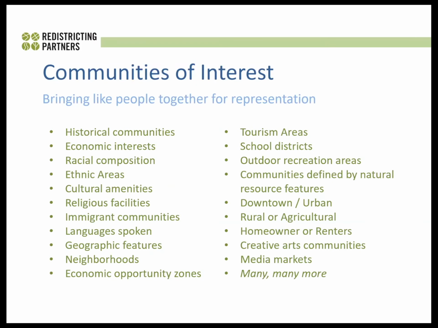So I like to show this slide for people to see how expansive communities of interest are. It can include neighborhoods, but it goes well beyond neighborhoods. It includes common themes such as downtown urban or rural and agricultural, homeowners or renters. So these are all people with similar policy concerns and are impacted by decisions made by elected officials.